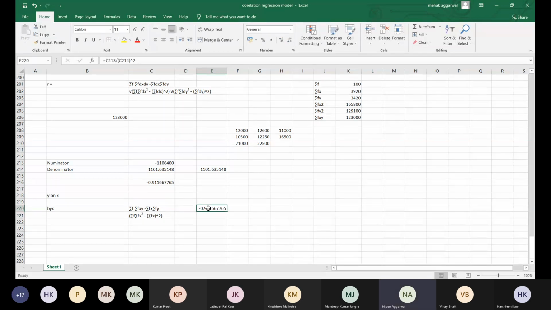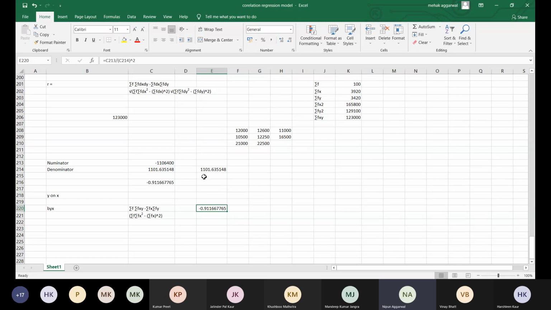So this is again your regression. It is coming out to be the same because the values of x and y are the same. But it can be different. In this special case it is the same, but otherwise it can vary. So this becomes your byx.